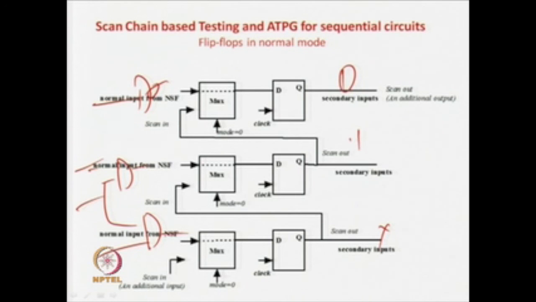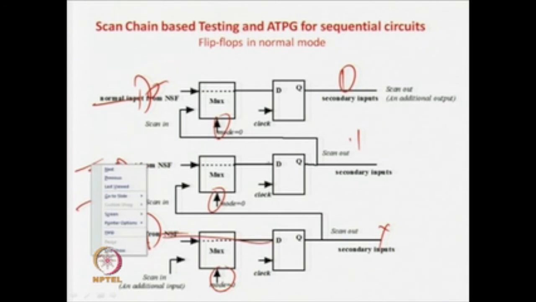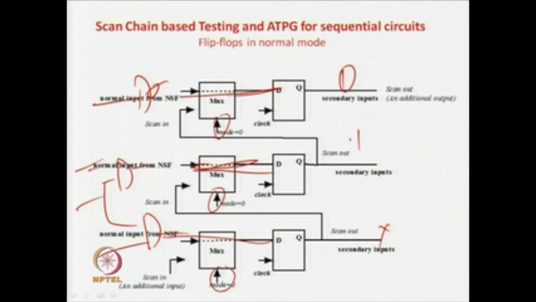So, what can you do? You just make this mode equal to 0. So, once the mode equal to 0 is there, the normal circuit outputs will be going to the inputs of the flip flops. So, with mode equal to 0 the normal connection is there, the flip flops are already set, and you can do it. So, here is what we have achieved.